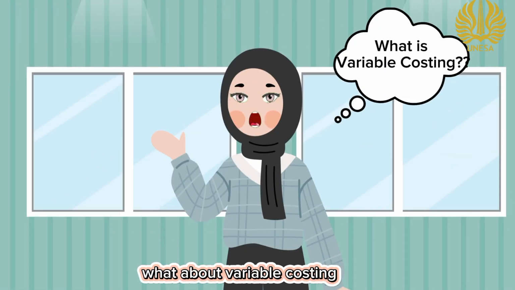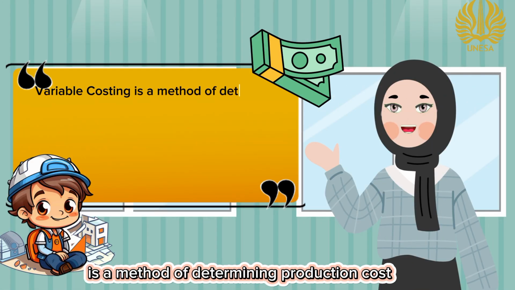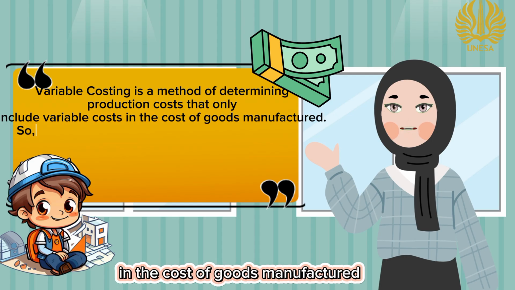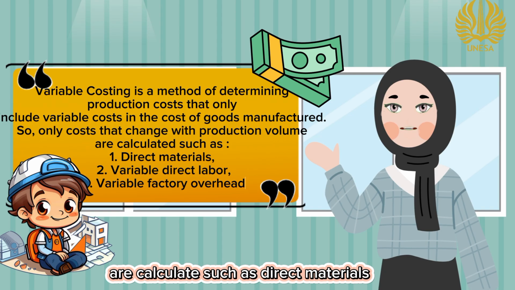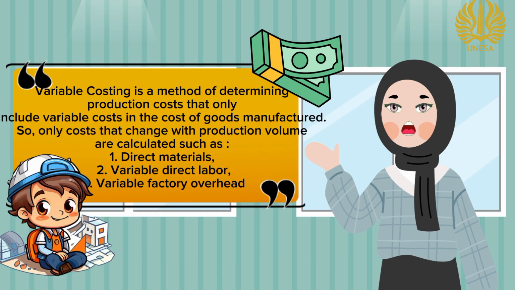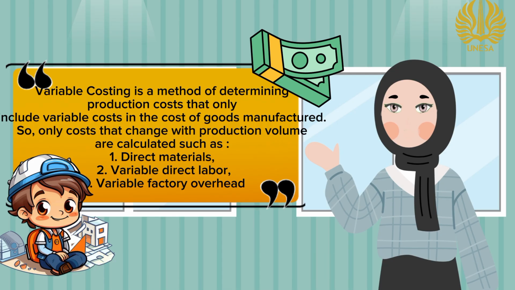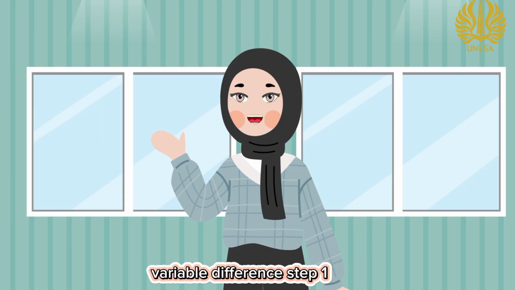What about variable costing? What is it? Variable costing is a method of determining production costs that only includes variable costs in the cost of goods manufactured. So, only costs that change with the production volume are calculated, such as direct materials, variable direct labor, and variable factory overhead. Now I want to introduce the steps for calculating the BOP variable difference.